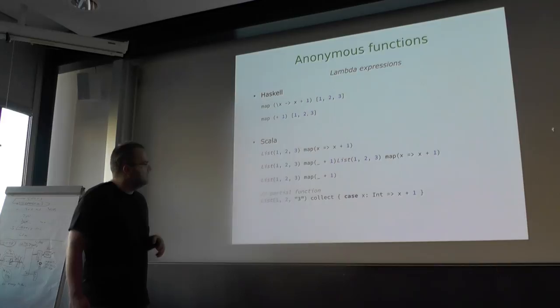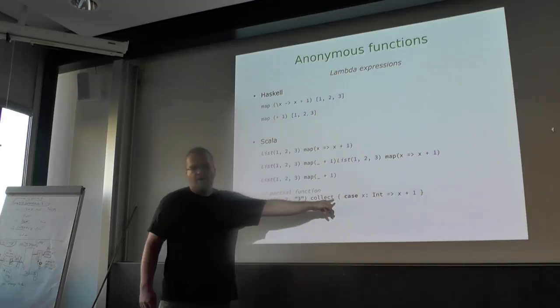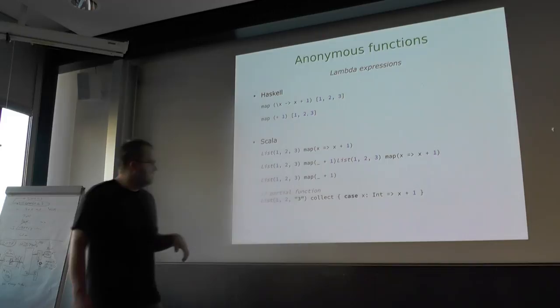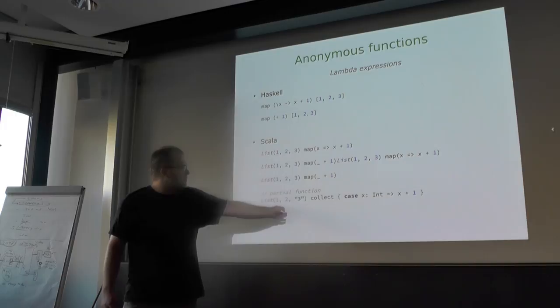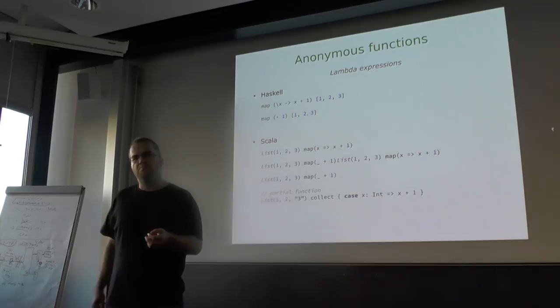And one extra thing, this is an example of a partial function in Scala. We know that we can also have partial functions in Haskell, but we are not terribly fond of them necessarily. In Scala, they can also exist. And sometimes they can be used, for example, for collecting specific items from a list or something like that. So this is actually a partial function that will match only integers, and if something else comes as an input, it will say not defined.